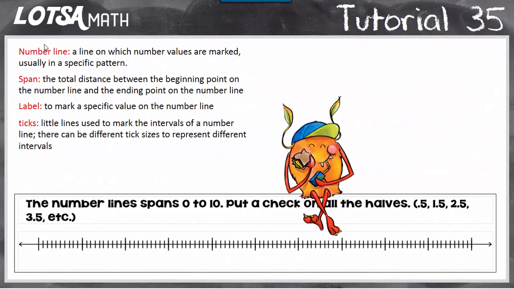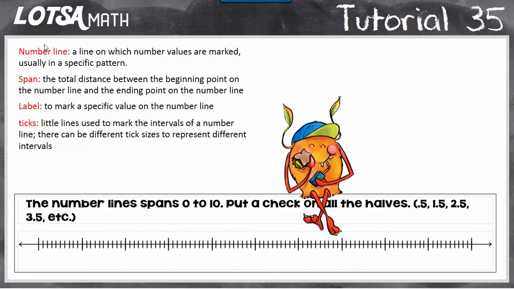Let's look at another number line. Before we start, let's review some vocabulary. A number line is just a line in which numbers are marked in a specific pattern. The span is the total distance between the beginning point and the ending point. And the ticks are the little lines used to represent the patterns or the intervals of the number. There can be different tick sizes to represent different patterns.